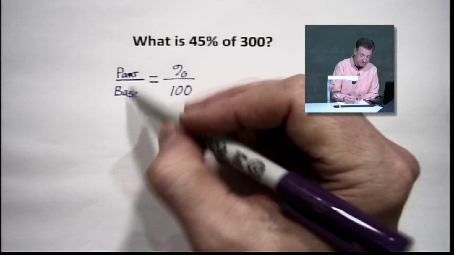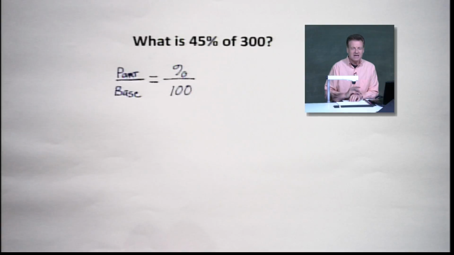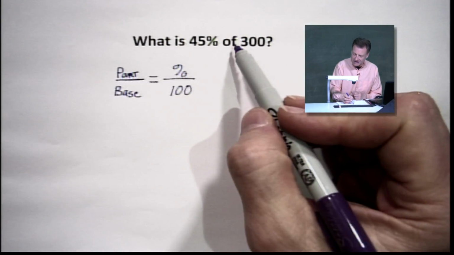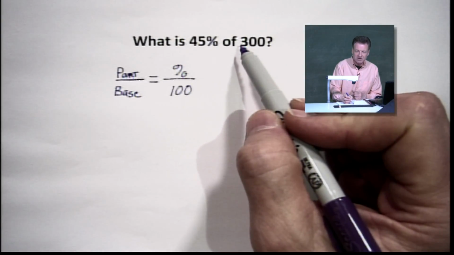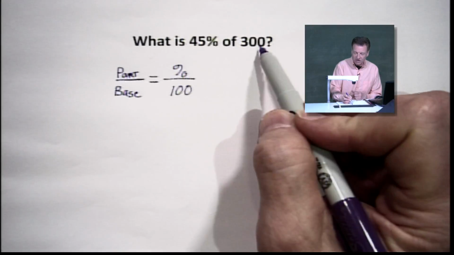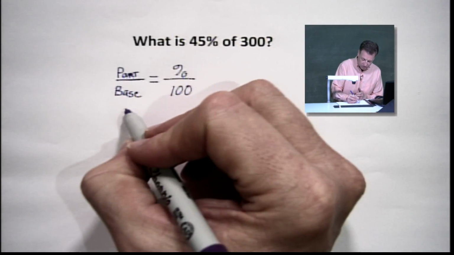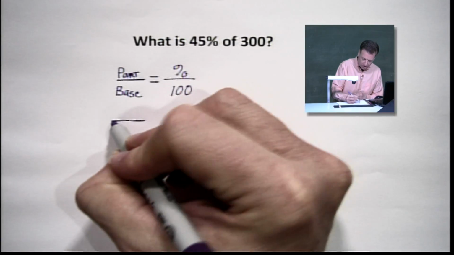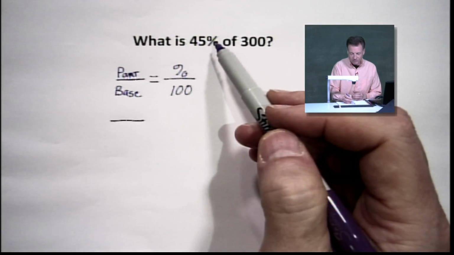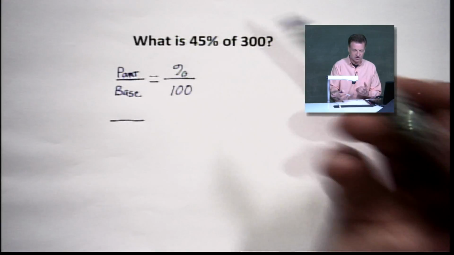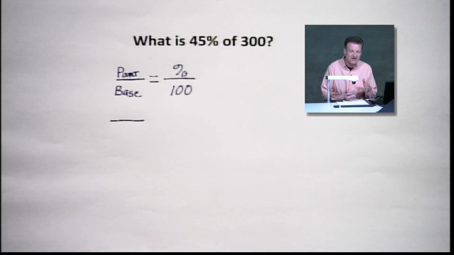Then the hard part is maybe figuring out which is which here. Now, the base usually, and not always, not 100% of the time, but in a word problem setting, usually it's going to be following the word of, all right? And of is your base. That's where we start, and I like to call it the starting point. And what is 45% of 300? You're going to start with 300, and you're going to find out what is 45% of that. So you're looking at a part.